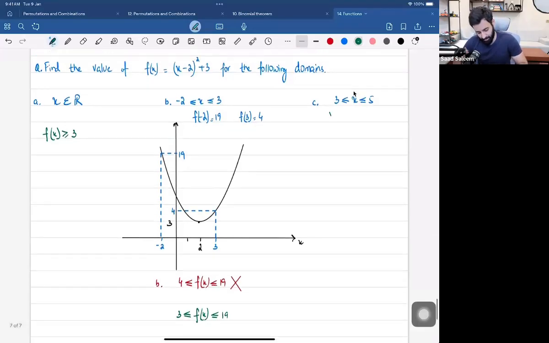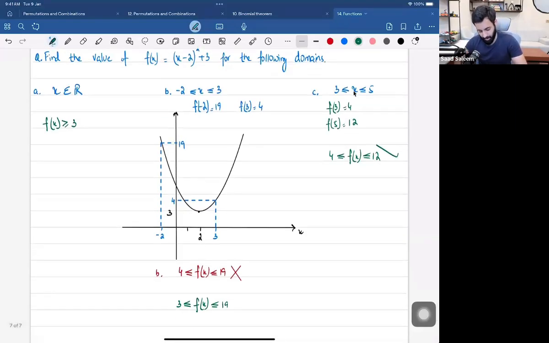Now, for this part of the curve, from 3 to 5, if I plug in 3, which we already have, we get 4. And if I plug in 5, so 5 minus 2 is 3, 3 squared is 9, 9 plus 3 is 12. For this part of the curve, if I say that f of x is greater than or equal to 4, lesser than or equal to 12, this is correct. This is absolutely correct. Now, why is that? Why is it that this is correct?